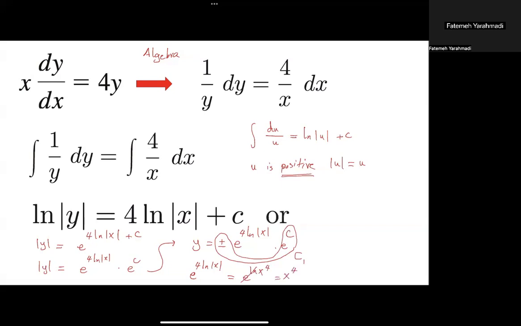So the solution of this differential equation can be written as y equals c1 times x to the power 4. We found a family of solutions of the differential equation which are multiples of x to the 4th. You can plug in different values for c1 and graph these as a family of curves in the xy plane.